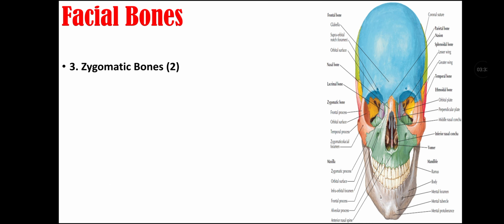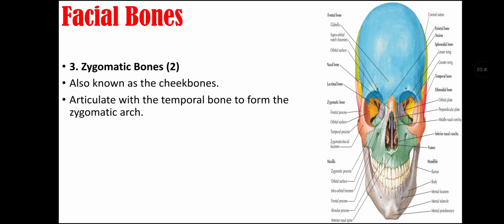Next facial bone we have is zygomatic bone. As you can see in diagram, the cheek area bone, the orange color bone is zygomatic bone. They are also paired bones, that means there will be two zygomatic bones in every skull. They are also known as cheek bones because they are present at cheek area. They articulate with the temporal bone to form the zygomatic arch.